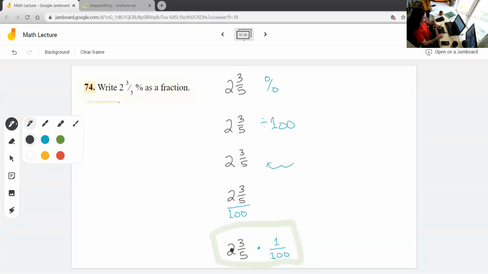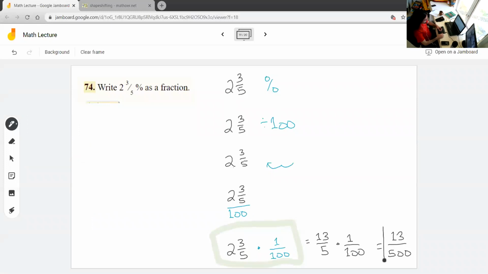How do you multiply a mixed number by a normal fraction? Would you go 2 times 5 plus 3? Yes, this is 13/5 times 1 over 100, multiply across the top. We haven't actually talked about fraction multiplication yet. So if you're not good at fraction multiplication, don't worry too much about this one problem. But this is really quick and easy.